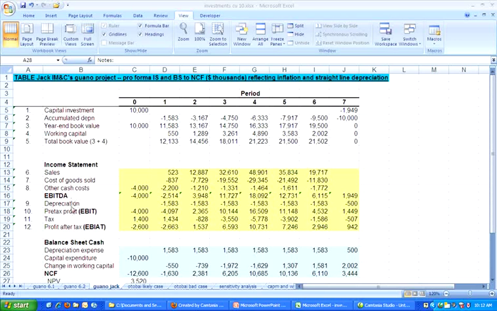Next, we subtract depreciation expense. Recall that depreciation expense is a non-cash expense. As such, depreciation expense never generates a cash outflow. However, we need to account for depreciation expense here because it creates a tax shield or a tax deduction which lowers the project income tax bill.